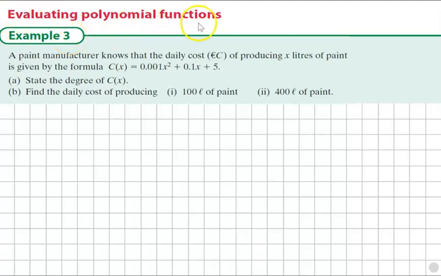Evaluating polynomial functions. A paint manufacturer knows that the daily cost of producing x litres of paint is given by the formula C of x is equal to 0.001x squared plus 0.1x plus 5. A. State the degree of C of x. B. Find the daily cost of producing part 1, 100 litres of paint, part 2, 400 litres of paint.